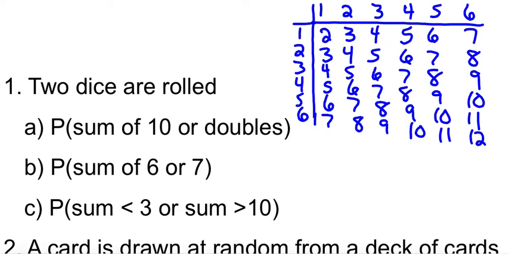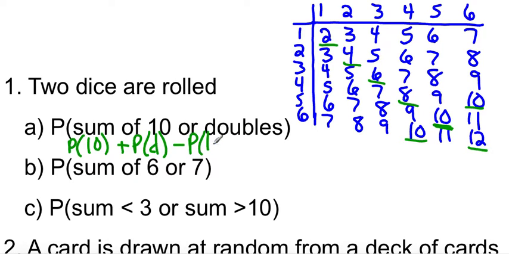Okay, we want to know the probability that we get a sum of 10 or doubles. So the question is, is there any overlap between those? So here's our sums of 10. There's 3 different ways to get that. And our doubles are going to occur here on the diagonal. Oh, and you'll notice right here there is overlap. Okay, so we're going to have to subtract out the overlap. So we're going to have to do the probability of getting a sum of 10 plus the probability of getting doubles minus the probability of getting both for that overlap.